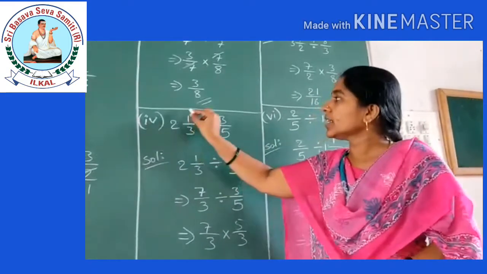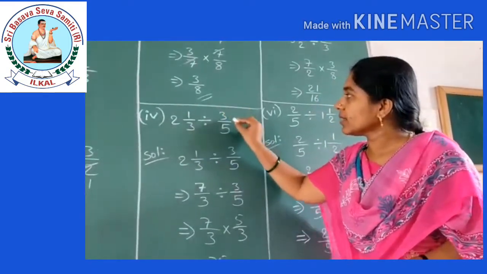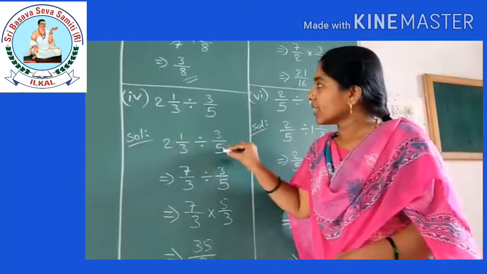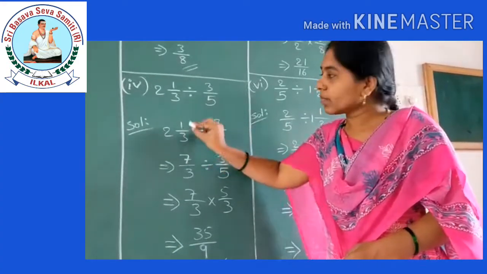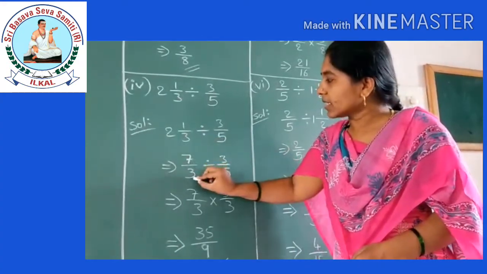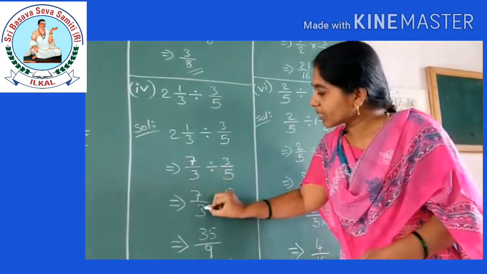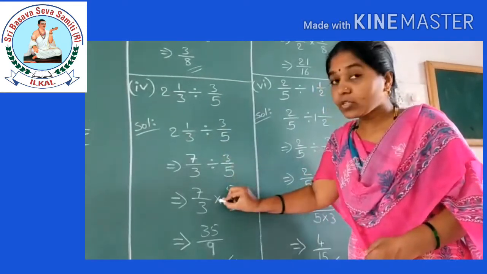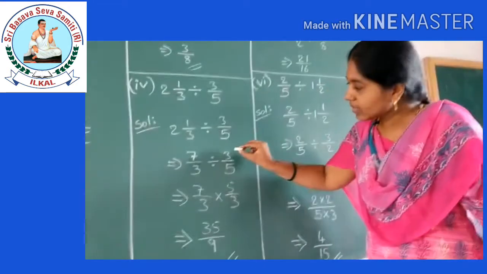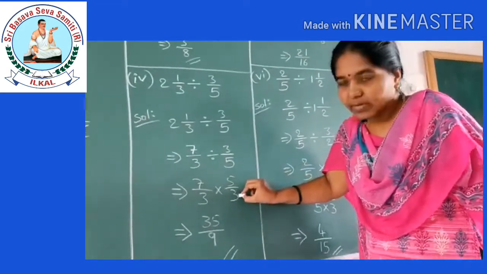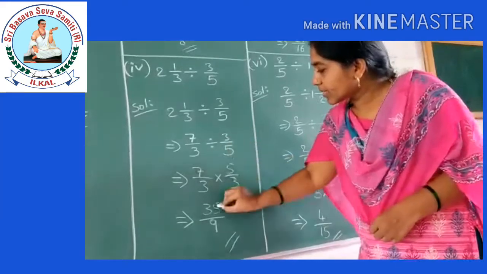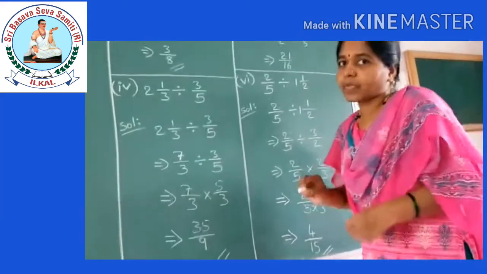Next one, 2 integer 1 by 3 divided by 3 by 5. After rewriting the question, 2 3s are 6 plus 1 is 7 by 3, divided by 3 by 5 as it is. Then 7 by 3 write down. This division will become multiplication when we do the reciprocal of this. 3 by 5 reciprocal is 5 by 3. Then 7 5s are 35. 3 3s are 9.